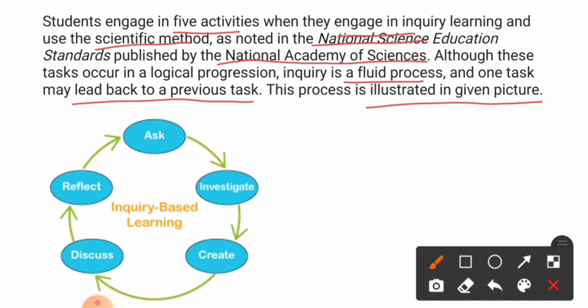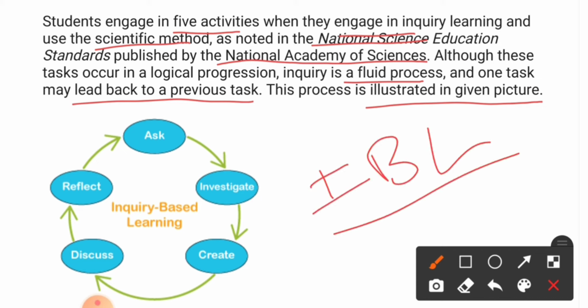This is how IBL, in short, inquiry based learning, is called IBL, and in this figure you can see how inquiry based learning works. First they ask, investigate, create, discuss and reflect, and again they ask. So this is a kind of circle which keeps moving. All these activities go on in inquiry based learning.